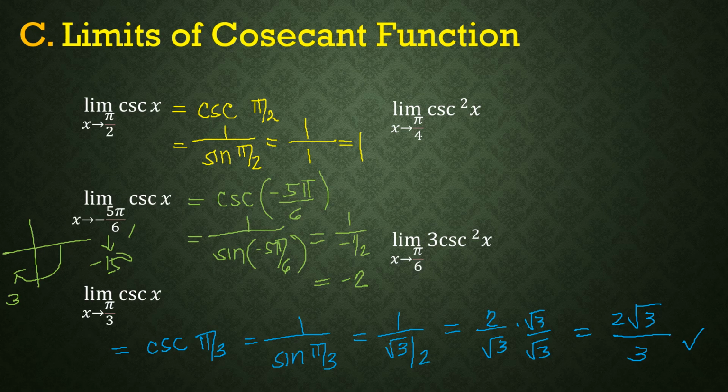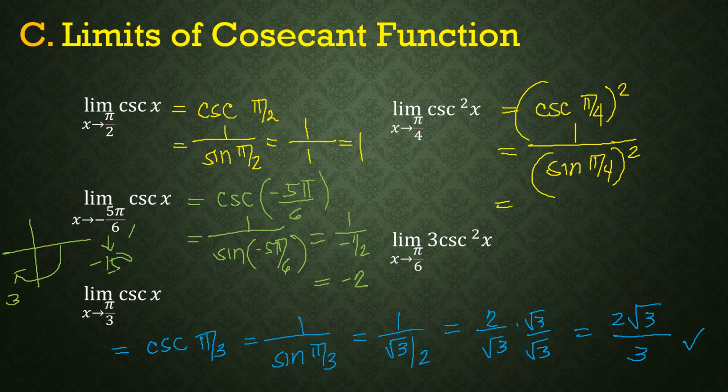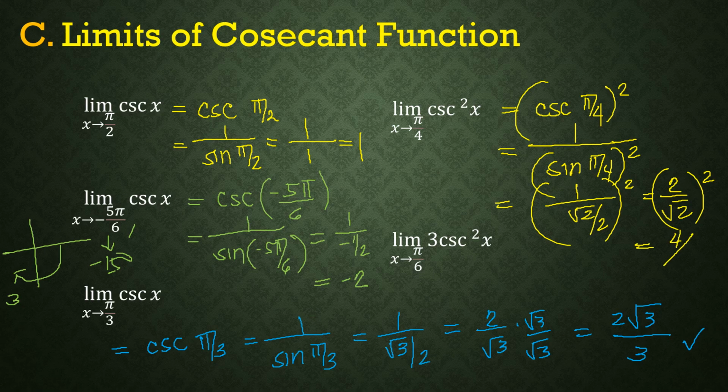Next we have finding the limit of the square of cosecant x as x approaches pi over 4. That will be cosecant pi over 4 quantity squared, which is equal to 1 over sine pi over 4 quantity squared, and that would be 1 over square root of 2 over 2, squared. The reciprocal of square root of 2 over 2 is 2 over square root of 2. Then you have to square it. Squaring 2 gives you 4, squaring square root of 2 gives 2. So 4 divided by 2 is 2. So the limit is 2.